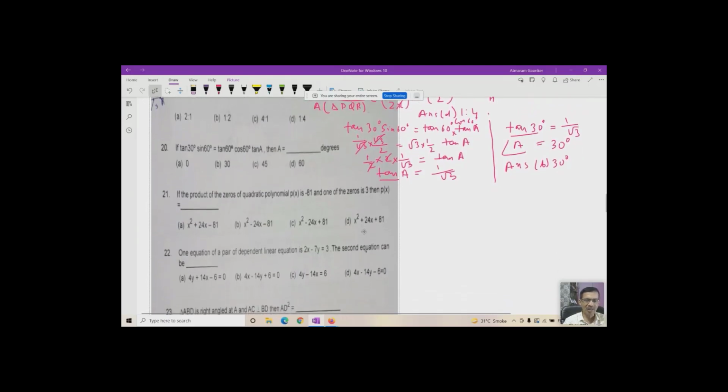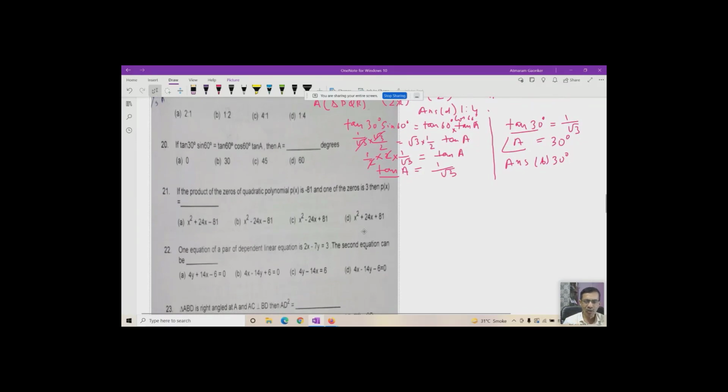Let me go ahead with question number 21. I hope all of you have your question paper in front of you. If you don't have your question paper, go and grab it, and also be ready with pen and paper to solve these questions. We had solved up to question number 20. Let us solve question number 21. Please read question number 21.